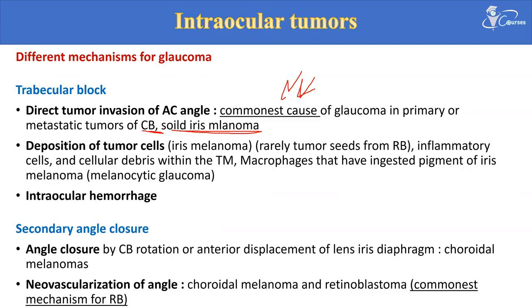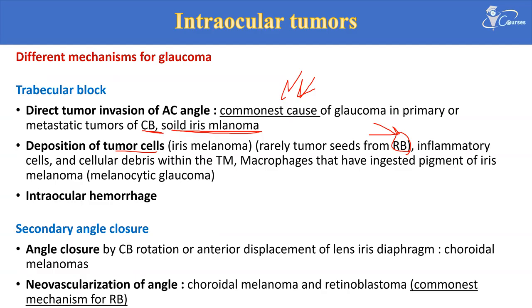Or it can be due to deposition of tumor cells. So there could be deposition of cells within the angle, like tumor cells in iris melanoma or tumor seeds from retinoblastoma, but it is not the commonest form of angle glaucoma. This is very important. They will ask you what is the commonest cause of glaucoma in retinoblastoma. I'm going to tell you right now. It can be by tumor seeds, but not the commonest.